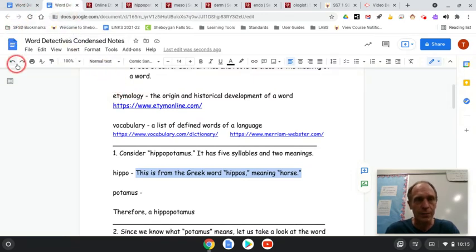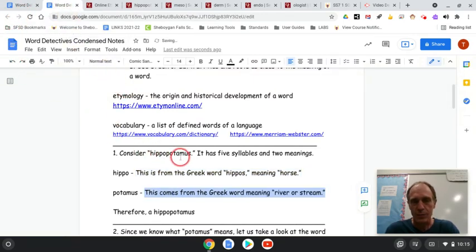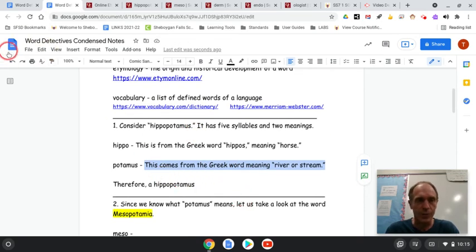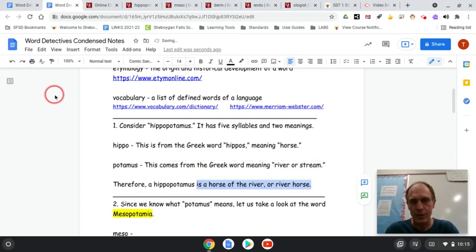And for potamus, this comes from the Greek word meaning river or stream. And if you put those two together, you could say, therefore, a hippopotamus is a horse of the river or a river horse. Of course, you want to be careful if you're in a river with your boat.